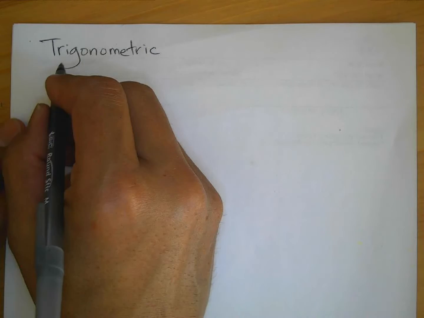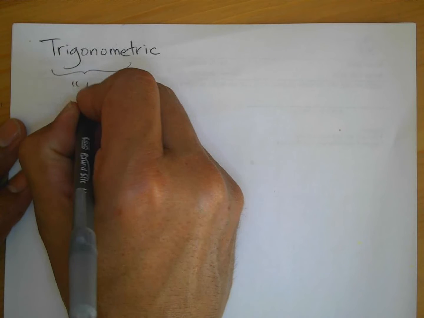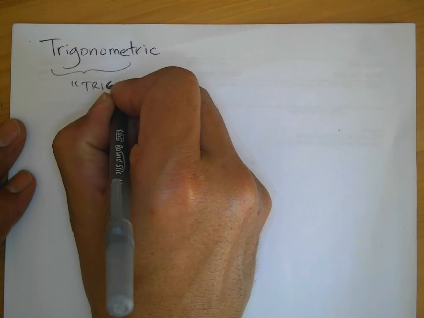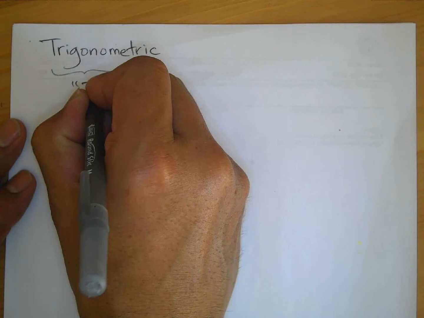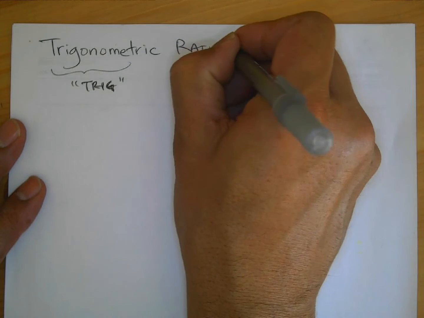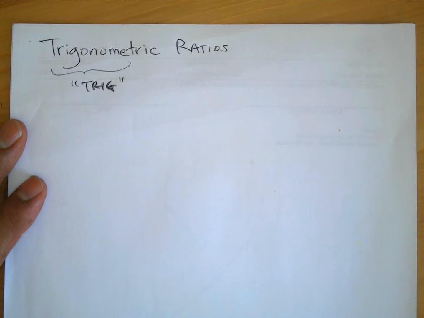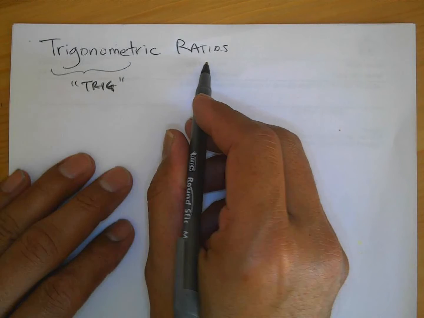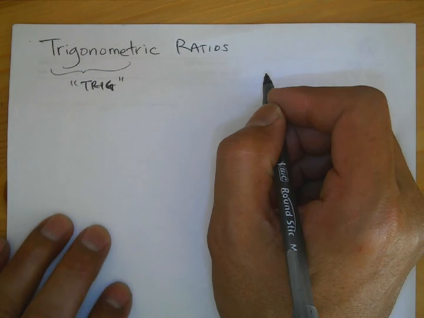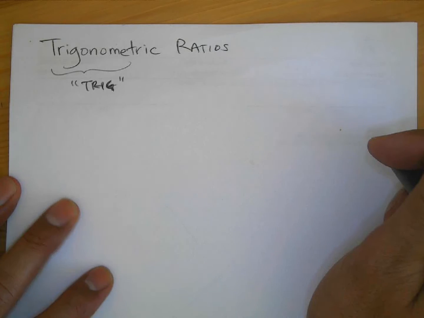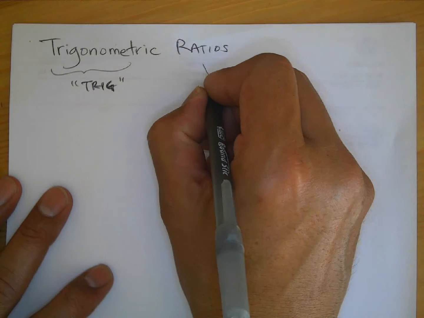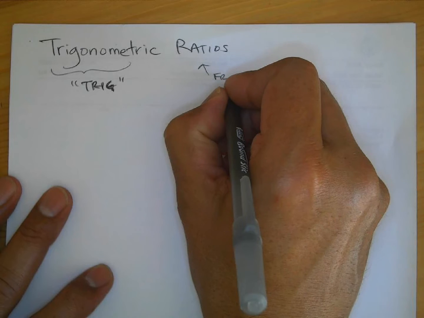Short for trigonometric is just the word trig, right? Trig. Trigonometric ratios. And if you remember, a ratio is another fancy word for kind of like a fraction, like 5 to 1, 3 to 1. But we're going to see it as a fraction.